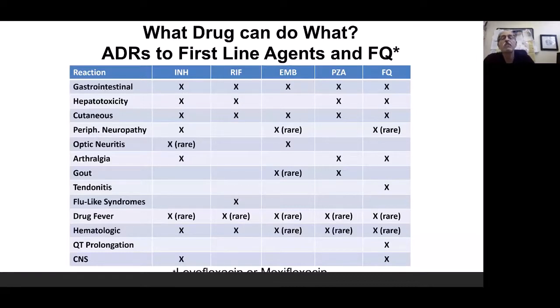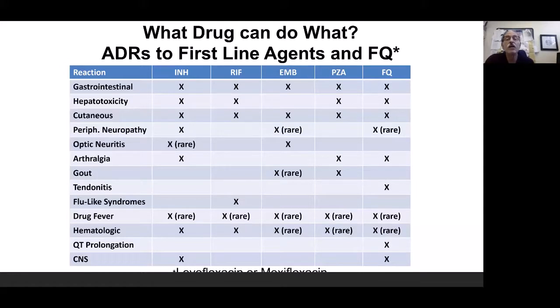But what's important to recognize here is that some of these adverse drug reactions are very specific and are only caused by certain drugs. For example, optic neuritis is something that we worry about with ethambutol. And in somebody who's not on ethambutol, it really is not much of an issue most of the time.